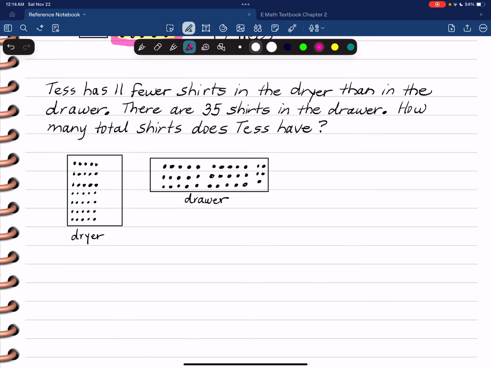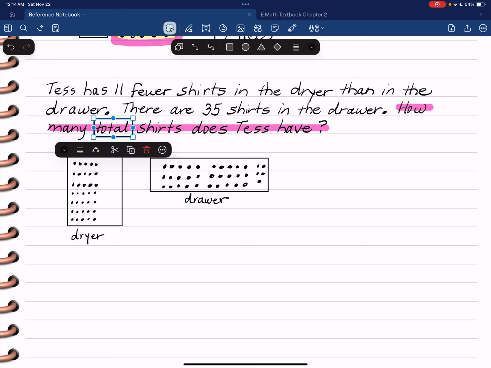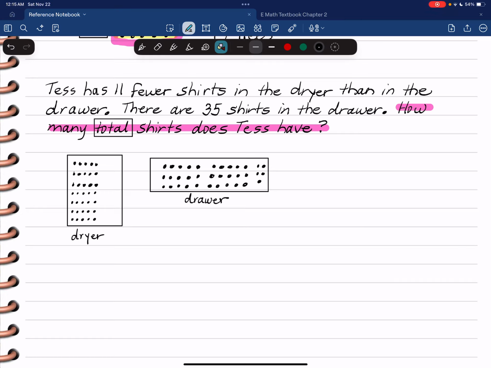Okay. Question is, how many total shirts does Tess have? Well, total tells me that I'm going to need to add. Then I will do the ones that she has in the drawer. 35 shirts in the drawer. We got that right here. And we've got all of those marked.